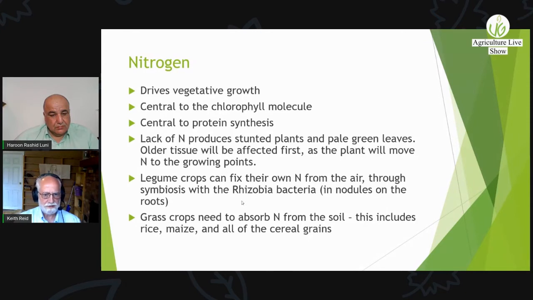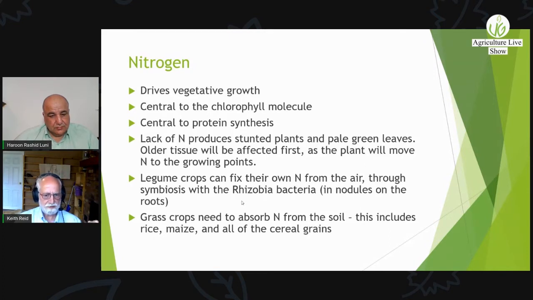Legume crops can fix their own nitrogen from the air through symbiosis with the rhizobia bacteria. So it's got nodules on the roots. That's where the plant is providing sugars to the bacteria in the nodules. The nodules are taking the nitrogen that's in the air and not available to plants and converting it into an available form. So that's the trade-off that legumes do to fix their own nitrogen from the air.